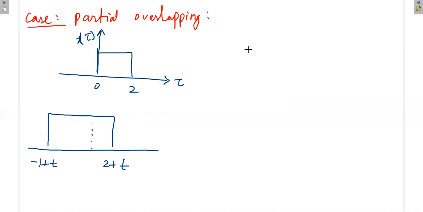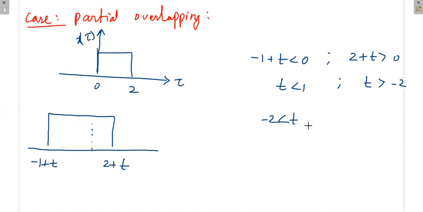Suppose you take it like this: minus 1 plus t should be less than 0, as one limit, and another one is 2 plus t greater than 0. Then what limit will you get? t less than 1 and t greater than minus 2, so you get the limit from minus 2 to plus 1. So for partial overlapping, we are getting this limit.